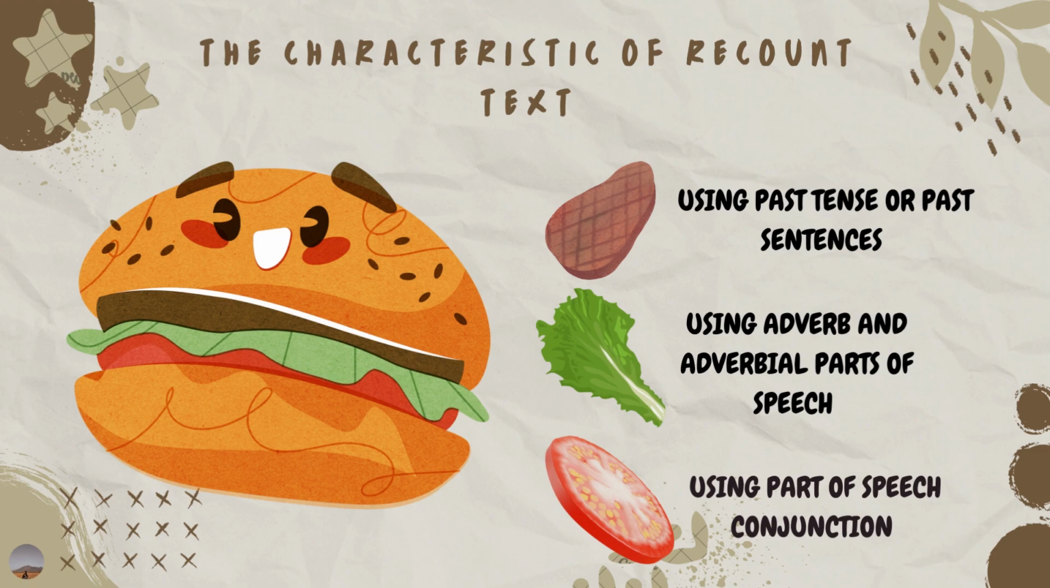And then the last characteristic of recount text is that it uses conjunctions to sort the events in the story so that a unified text is formed. For example, and, after, then, that, before, and etc.